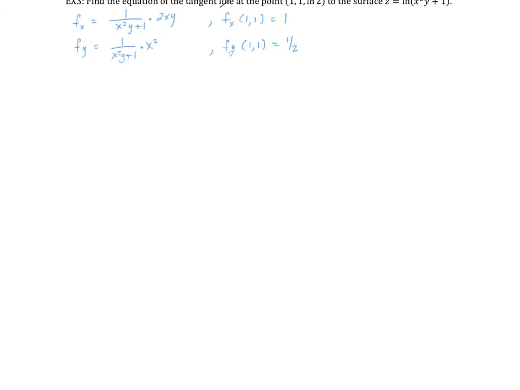And I'm done. My equation is z equal to x minus 1 plus 1/2 (y minus 1) plus my f of (a, b), which would be this natural log of 2. Maybe I can get rid of parentheses and clean this up to get z equal to x plus 1/2 y minus 3/2 plus natural log of 2. And I believe that's the best I can do.